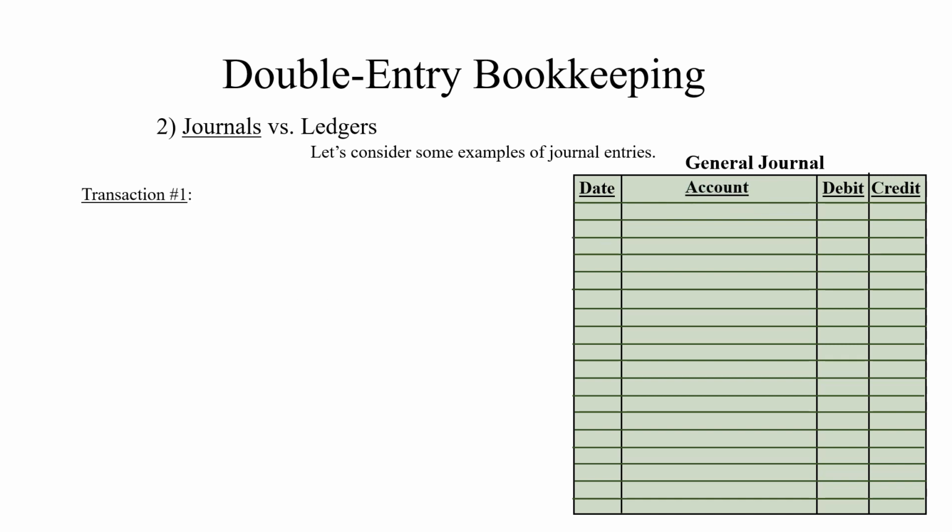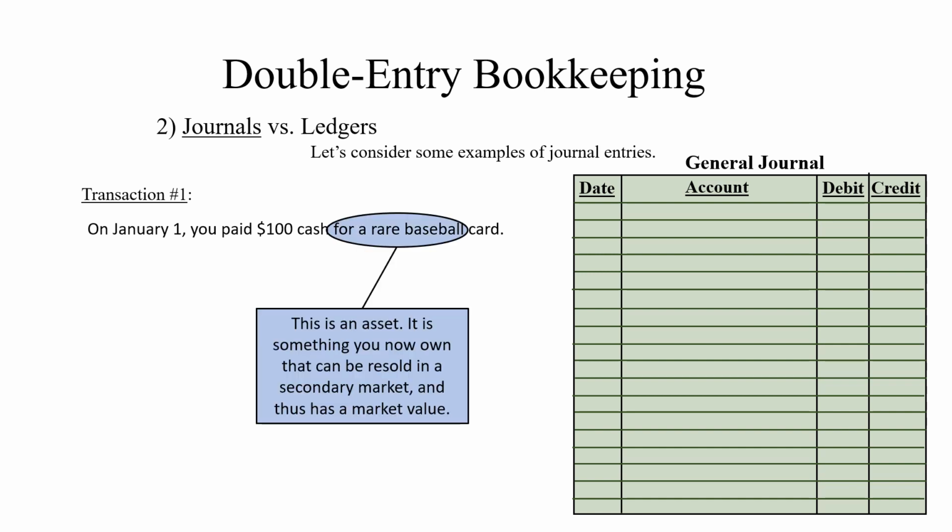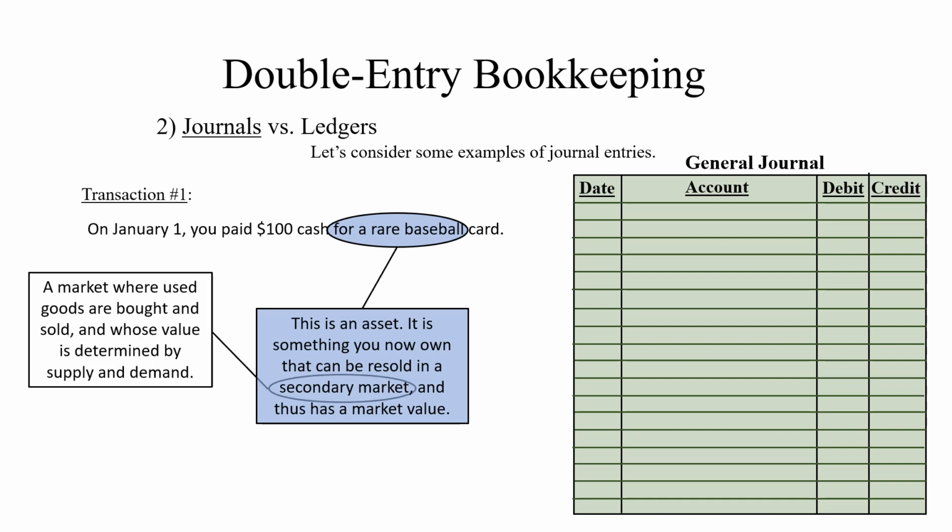Transaction number 1. On January 1st, you paid $100 cash for a rare baseball card. This rare baseball card is an asset. It is something that you now own, and it can be resold in a secondary market, and thus has market value. A secondary market is a market where used or previously owned goods are bought and sold, and whose value is determined by supply and demand.